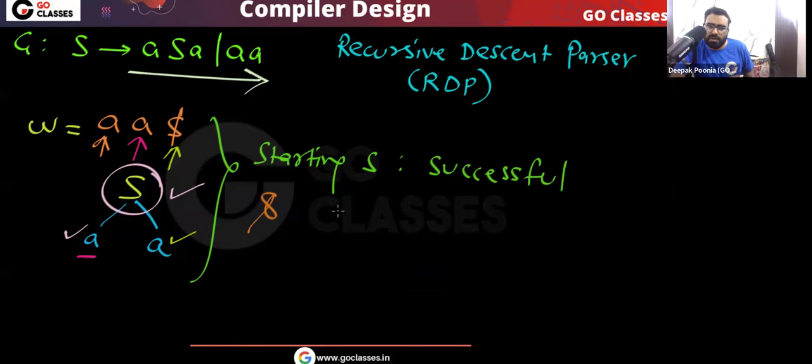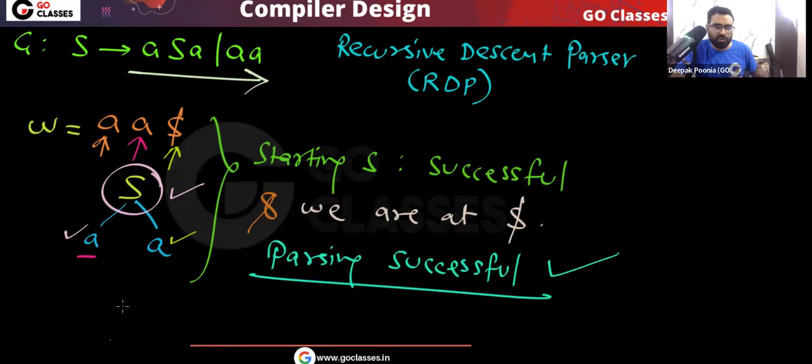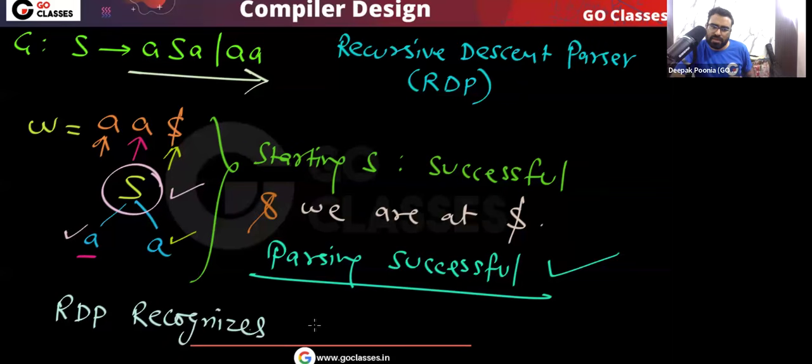And also, we are at dollar. Yes or no? And also we are at dollar. So what will we say? So parsing successful. What does it mean? It means that this RDP, the recursive descent parser, recognizes, accepts, a double A. Okay, clear? Very simple. I hope you understood this. Very easy.